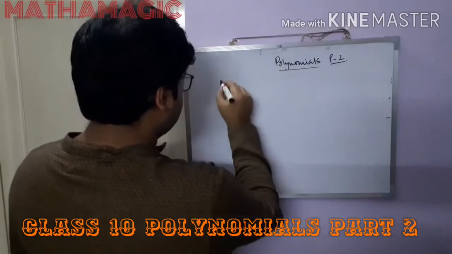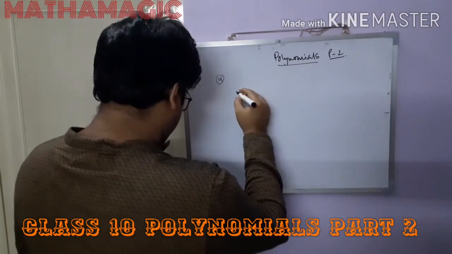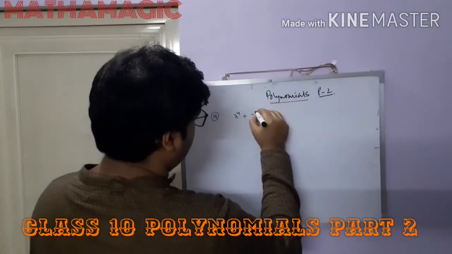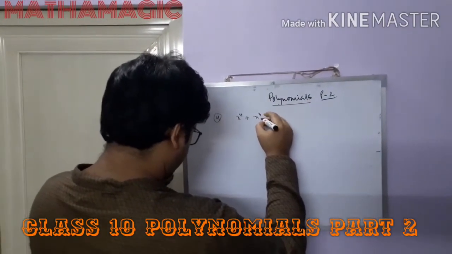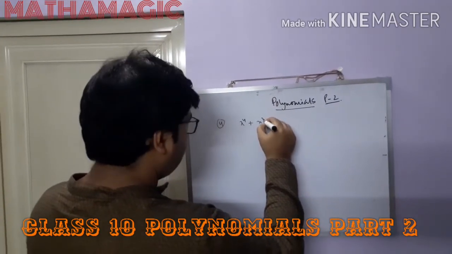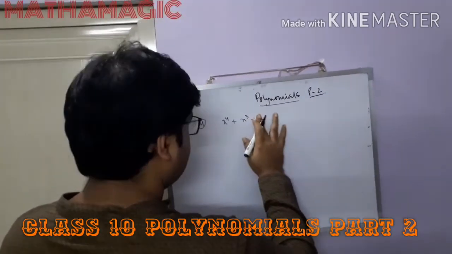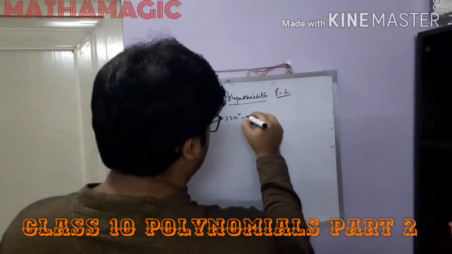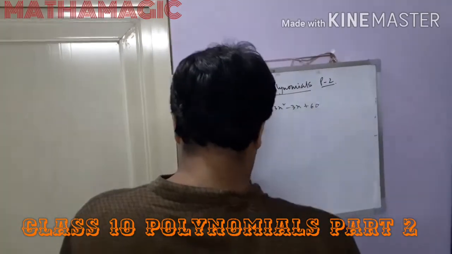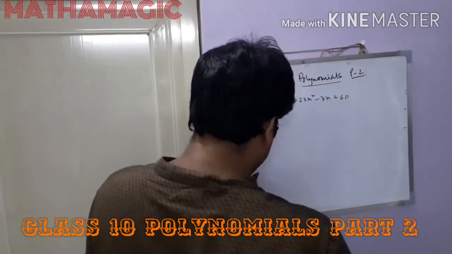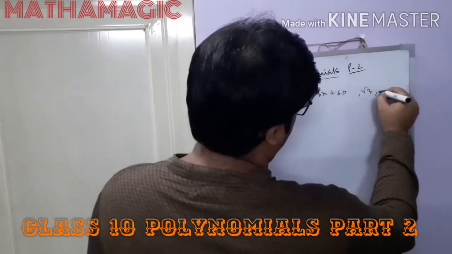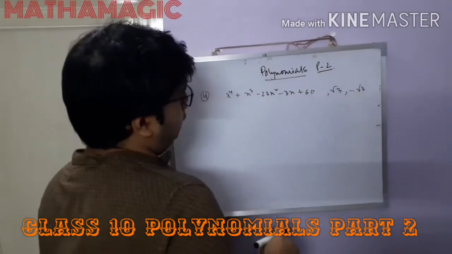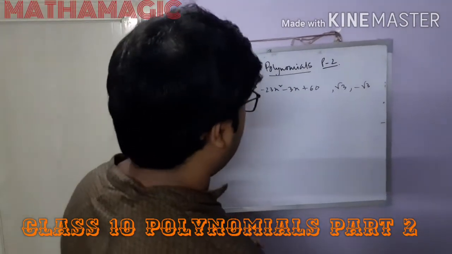Now these kind of problems are very much important and you will find them in most of the cases where you will try to solve these polynomials. Find all the zeros of x to the power 4 plus x cube minus 23x square minus 3x plus 60 if it is given that two of its zeros are root 3 and minus root 3. So in order to solve this kind of problems, please follow the procedure which I am going to show right now.